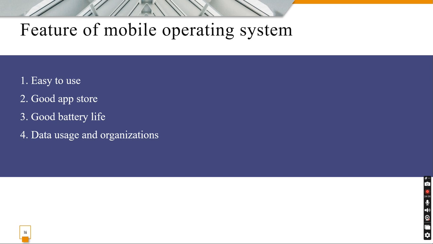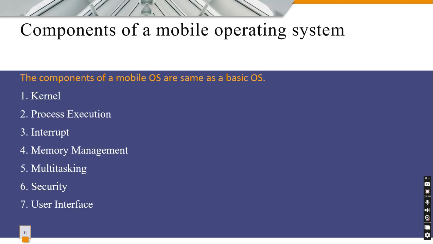So all of the features are explained in this video: easy to use, good app store, good battery life, data usage and organization. And now we go further to the components of a mobile operating system. This is another very important topic, because we discussed earlier the types of mobile operating system and features of a mobile operating system, but which components are used in your mobile operating system.